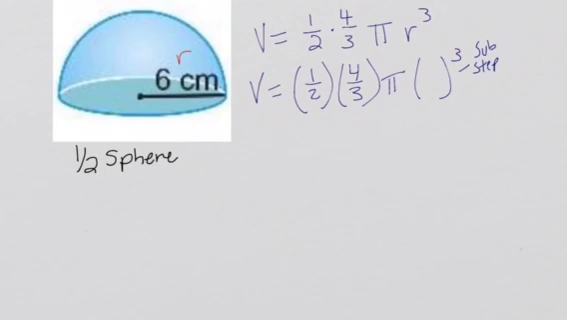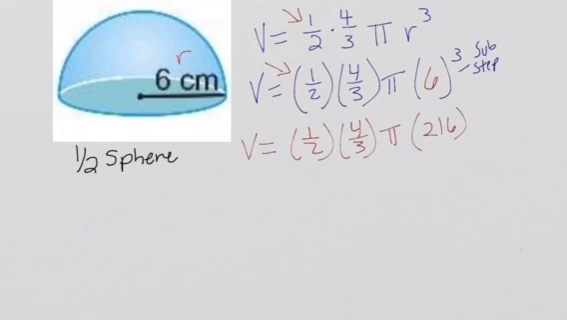Now we have half of a sphere. So you'll notice that I've had to add in the 1/2 into the formula. My radius is 6, so I'm going to go ahead and put that in. So V is equal to 1/2 times 4/3 times pi times 216, which is 6 cubed.